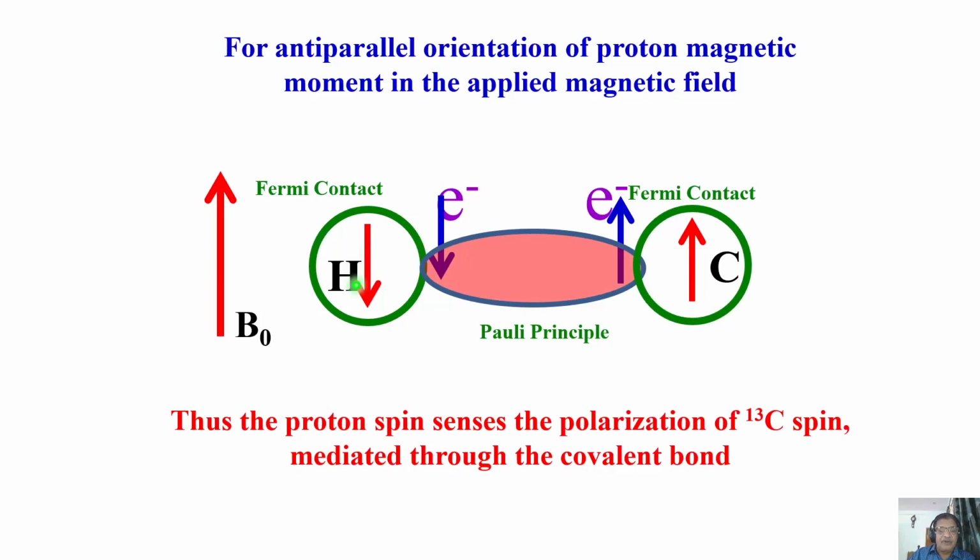Nevertheless, the simple concept you understand is that the proton spin senses the polarization of the carbon spin, which is mediated through the covalent bond. And this is what is called scalar coupling, an interaction between two magnetic nuclei which are NMR active through a covalent bond. This is called spin coupling or J coupling or covalent bond mediated coupling. All these are terminologies. Please remember, this is called covalent bond mediated J coupling.